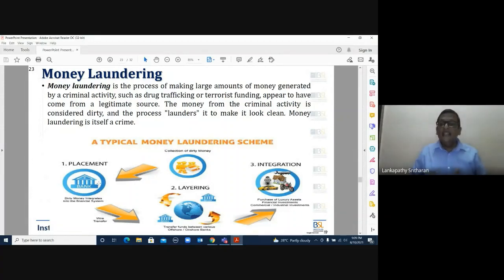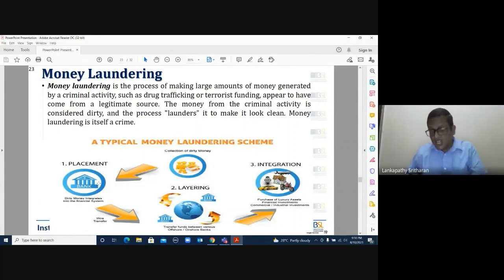For example, they may have many different accounts, and they will deposit small amounts into those many accounts. Then slowly they will transfer the money through online transfers and all. They will transfer it to the particular account, to other countries or territories, or even within a country.